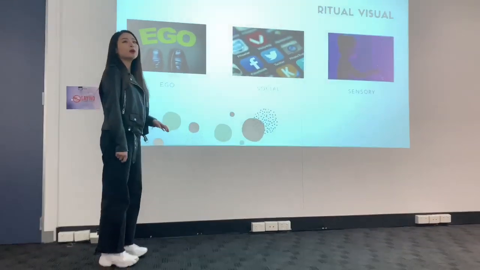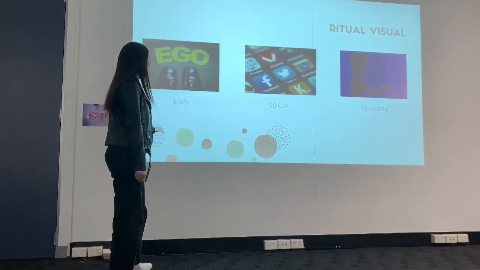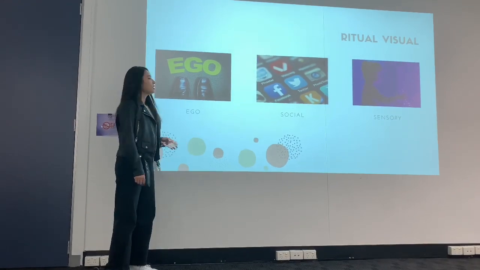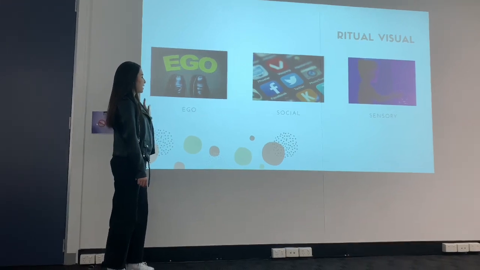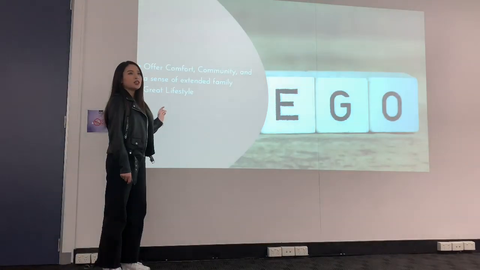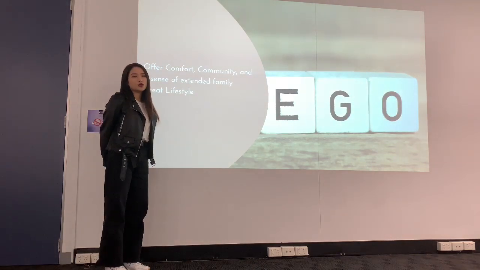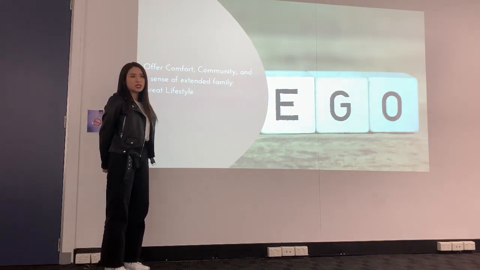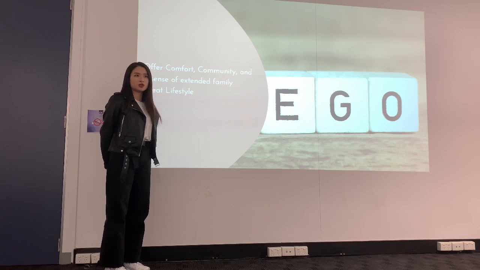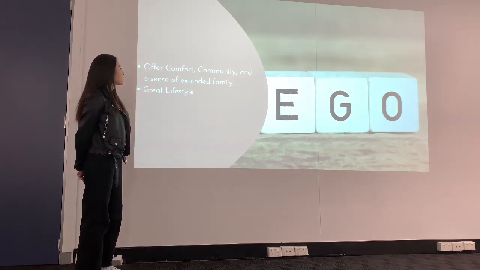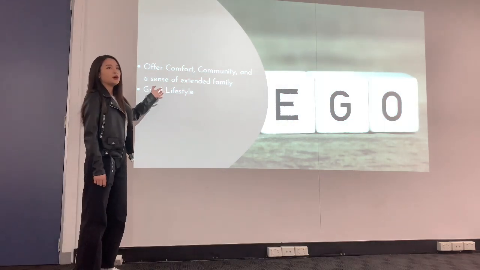Next, I'll talk about ritual visual. It contains ego, social, and sensory aspects. Next, I'll talk about ego aspects. The brand identity of Gloria Jeans is to offer comfort, community, and a sense of extended family to the customers. Our campaign aims to reflect a common feeling.